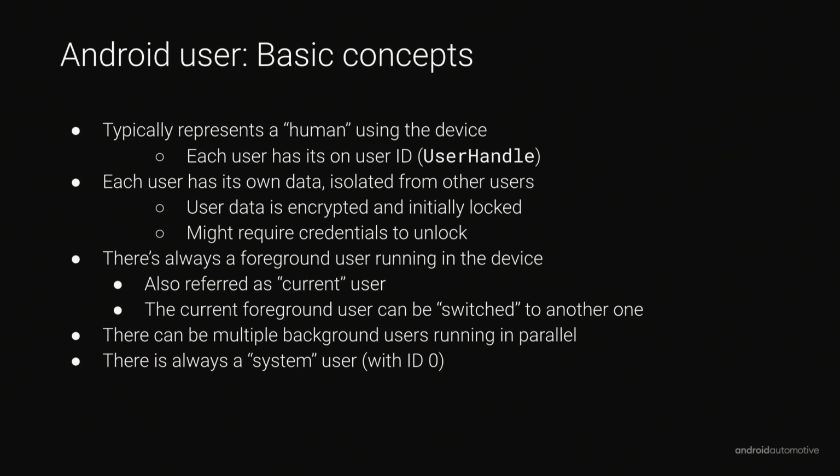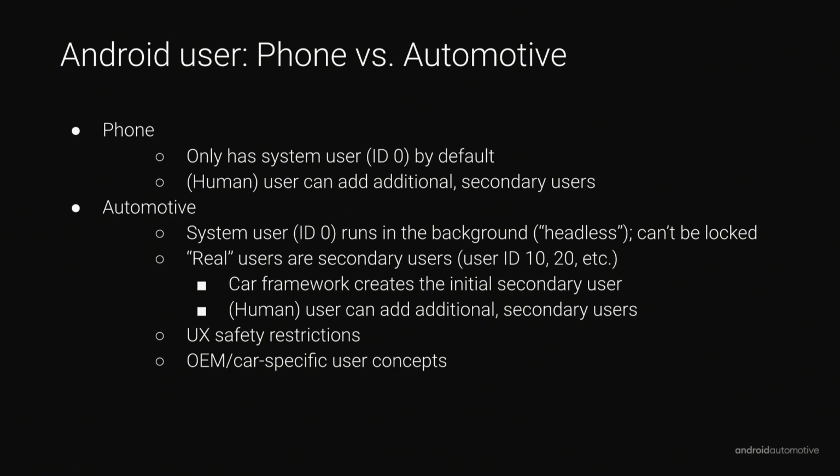Now these are the general characteristics of multi-user. These are the same for Android on phones, cars, or TVs, for all form factors. But there are some characteristics that are different on phone and on automotive. First, a phone by default only has the system user, the user with ID 0. So when you buy a new phone, it starts as user 0, and eventually you as a human user can add more users. These are called secondary users.